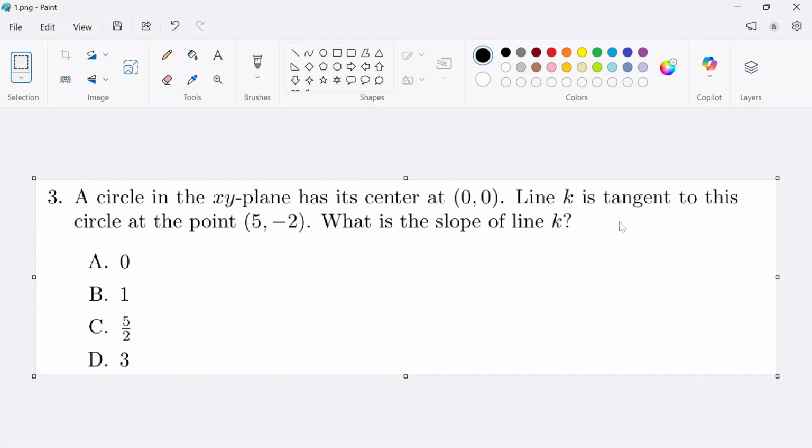Here's a digital SAT question. This would be about circles. It's taken from a similar question in the College Board question bank, and it's in the hard category. A circle in the XY plane has its center at 0, 0. Line K is tangent to this circle at the point 5, -2. What is the slope of line K?